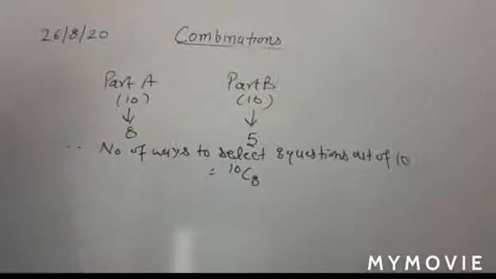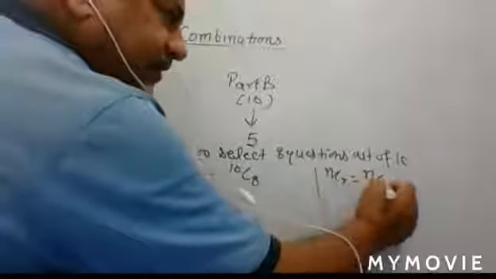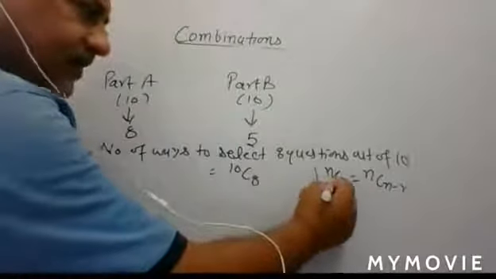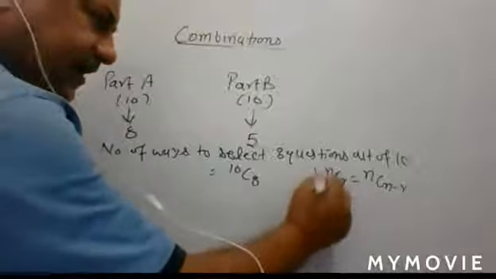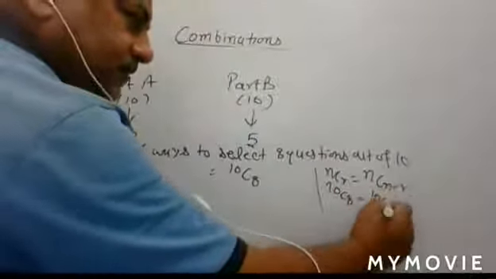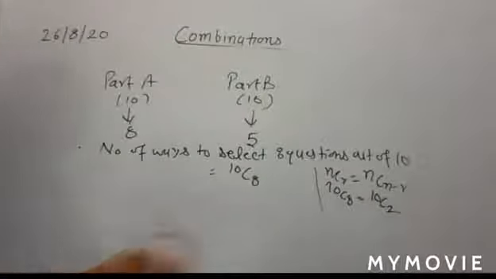No need to do like that, because here you have a formula: nCr is equal to nC(n minus r). So 10C8 can also be written as 10C2, and you can very easily get its value. Is the point clear? Everyone getting this? Yes, sir.